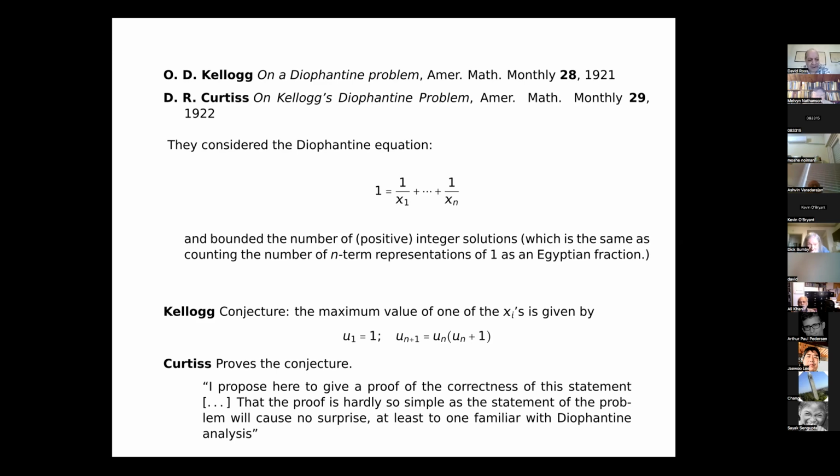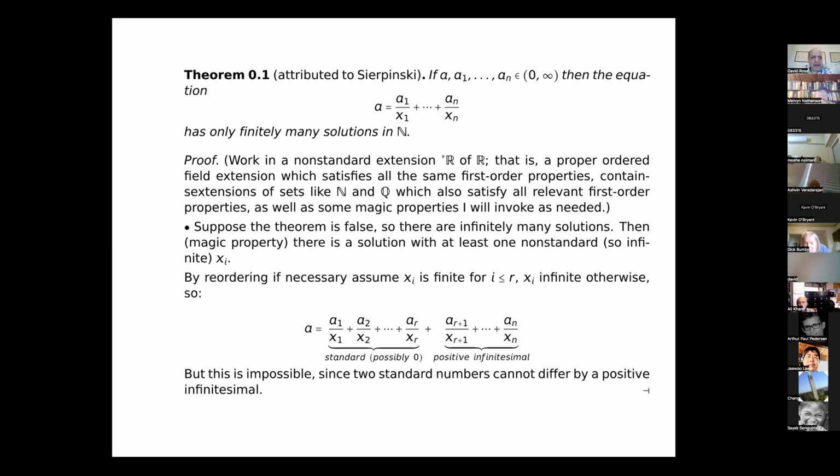I'm occasionally asked to give introductory talks on non-standard analysis. And when I do that, I always include the following example, which is usually attributed to Sierpinski: if you've got n plus 1 positive numbers, and you look at the equation a equals a1 over x1 on up to an over xn, then that has only finitely many solutions in the natural numbers. And this has a particularly satisfying non-standard proof.